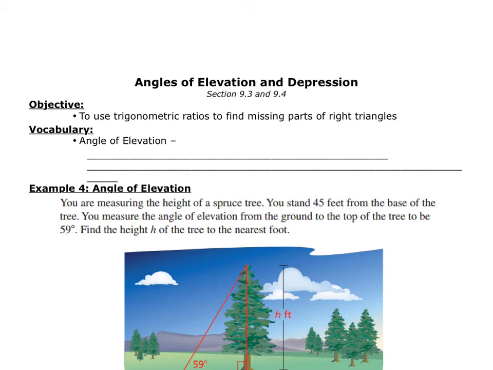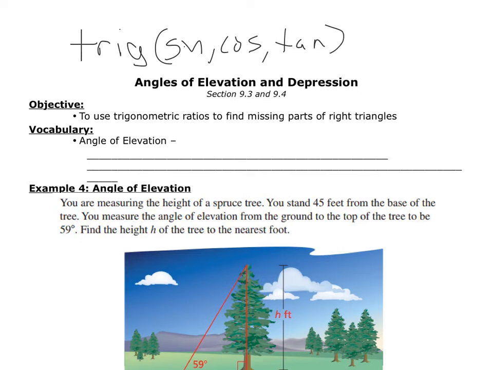Okay, so this lesson, angles of elevation and depression, you're still going to be using either trig, meaning your sine, cosine, or tangent, your three trig ratios, or you could be using Pythagorean theorem, a squared plus b squared equals c squared, or special right triangles. It depends on how the information is given. But it's putting stuff into real life.